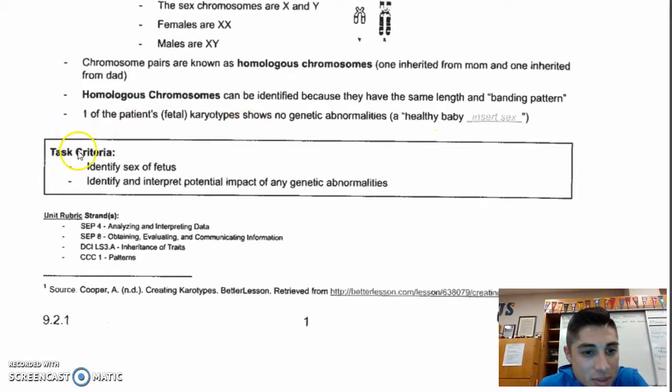So here's your task criteria. Identify the sex of the fetus. So you're going to do that for all four of the fetuses, and identify and interpret the potential impact of any genetic abnormalities. And I'll explain that in a moment. So that's your task criteria there.